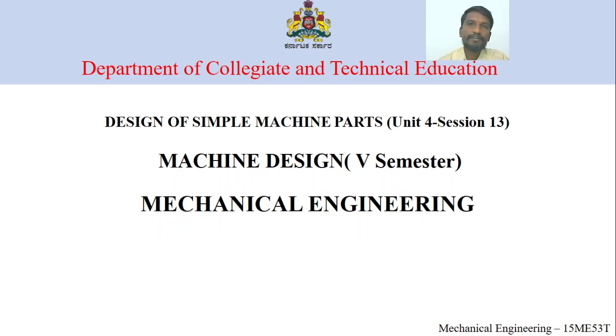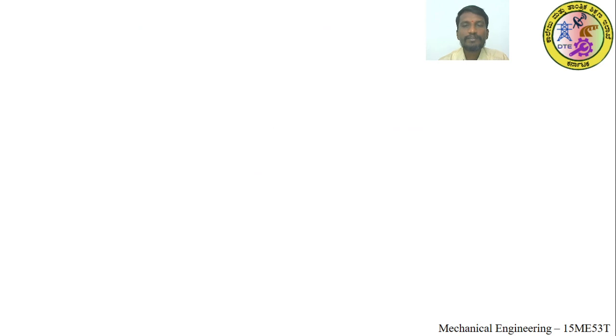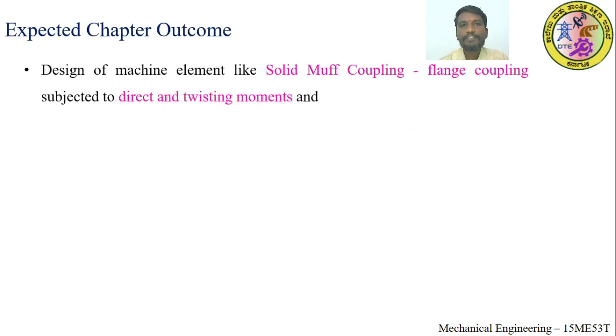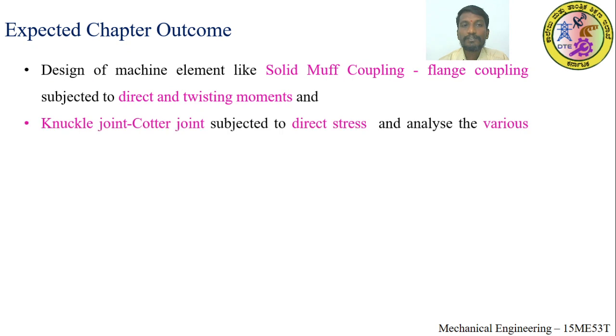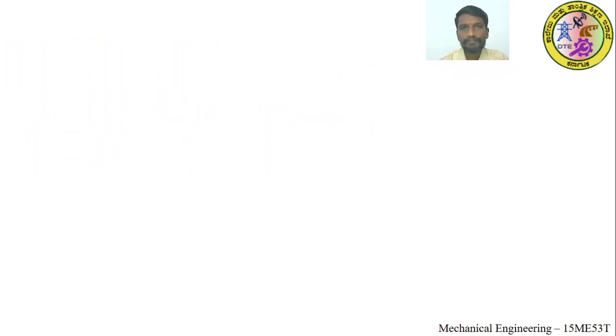In this session, we are going to teach different problems on quarter joint. So, let us go for what is further. The expected chapter outcomes are: design of machine elements like solid muff coupling and flange coupling subjected to direct and twisting moments; and knuckle joint and quarter joint subjected to direct stress, analyzing the various modes of failure with numerical examples.